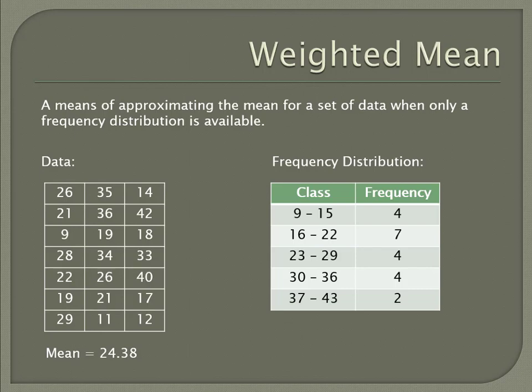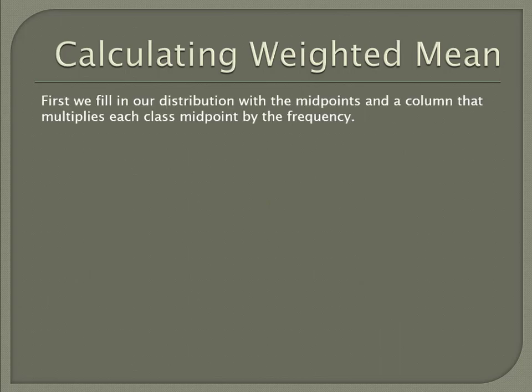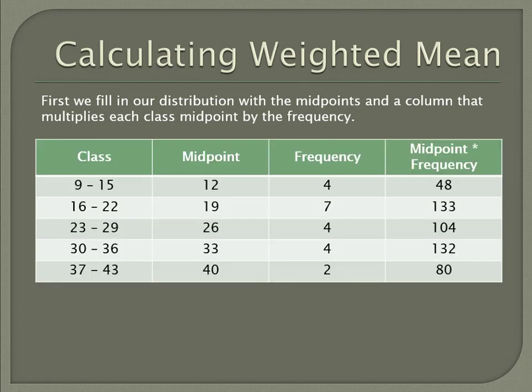So I want you to recall that in a little while, because we're going to compare the value of the weighted mean that comes only from the frequency distribution to the value of the actual mean of the data. And that way we can compare and see how accurate this process is. All right, so going forward, we're only going to use the frequency distribution. So first, we fill in our distribution with the midpoints and a column that multiplies each class midpoint by the frequency. So I went ahead and did that.